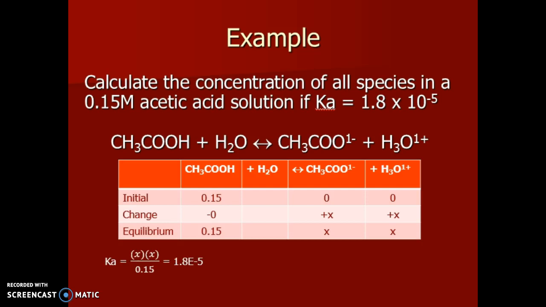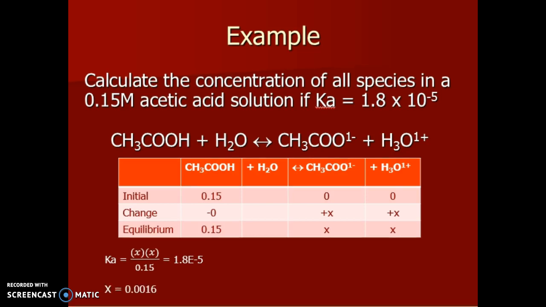So Ka in this case does equal 1.8 times 10 to the -5th, and that's again always products divided by reactants. So x squared divided by 0.15. We go ahead, we quickly solve for our x value, and we find that it is equal to 0.0016.